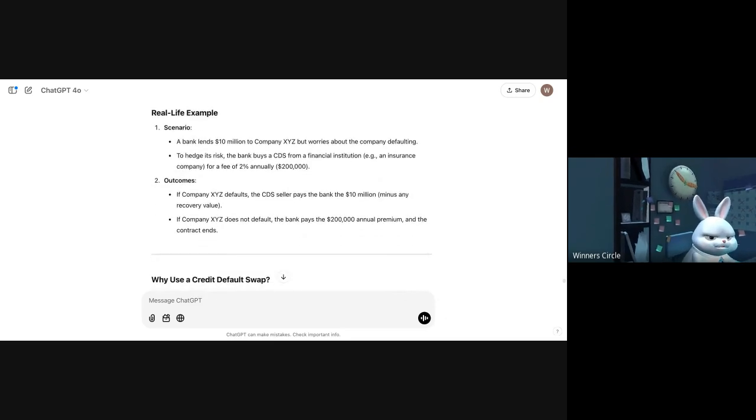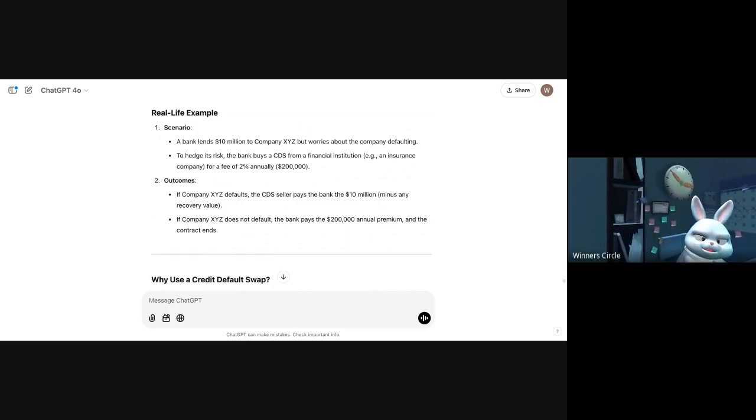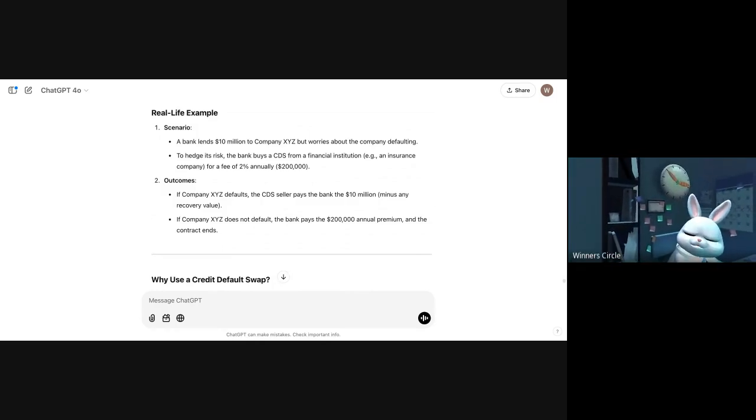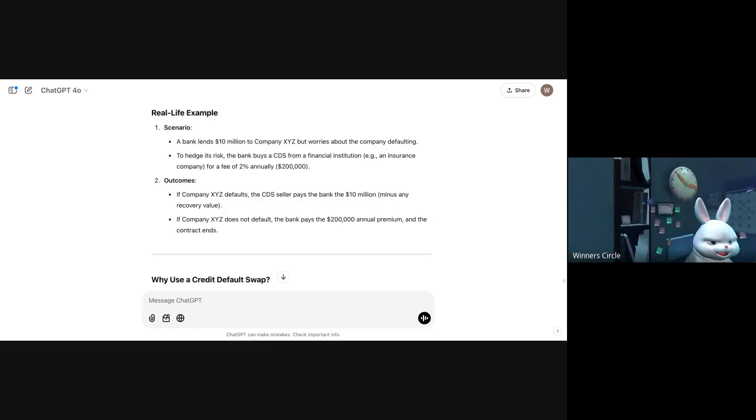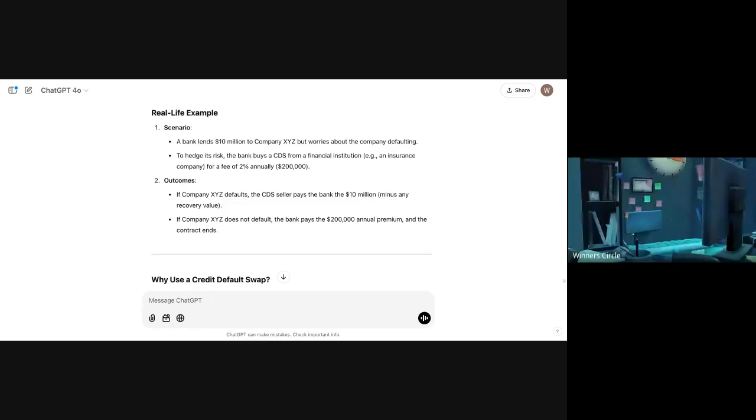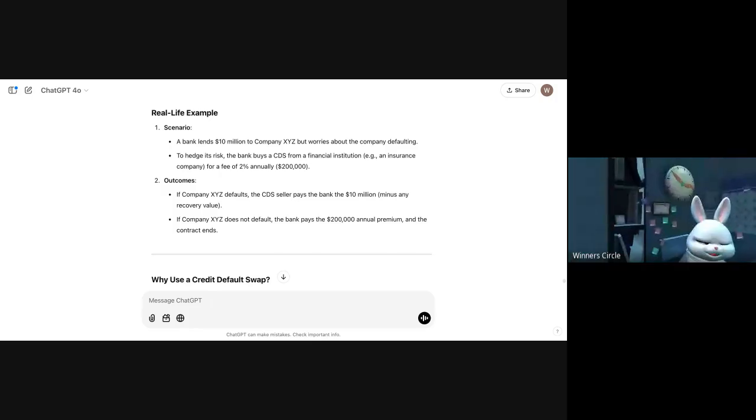Real life example scenario. A bank lends 10 million to a company XYZ, but worries about the company defaulting. To hedge its risk, listen to what they're saying. The bank buys all these. They go to the Federal Reserve. They don't have to go to the Federal Reserve to do this. They don't have to go to the Federal Reserve window till after 90 days of default under the safe harbor provisions. They don't have to go to the Fed for this. They can do this all in one account.